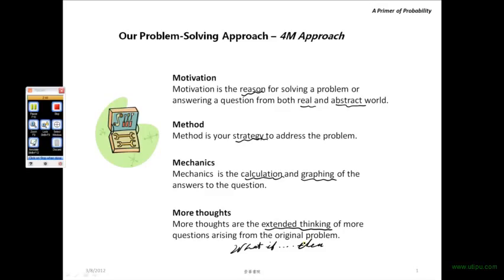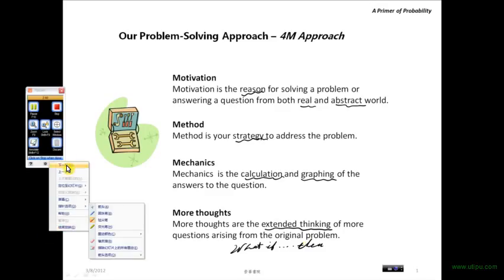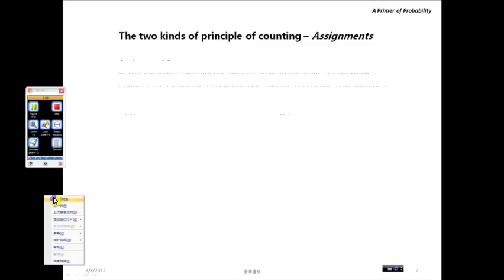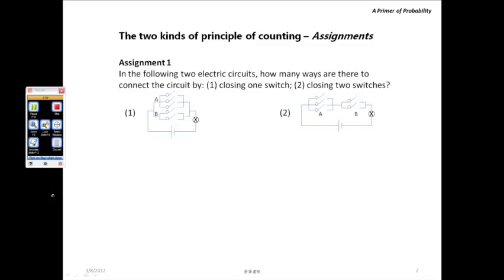Okay, with 4M approach in our mind, let's look at the assignment 1. In the following 2 electric circuits, how many ways are there to connect the circuit by circuit 1, closing 1 switch, circuit 2, closing 2 switches?